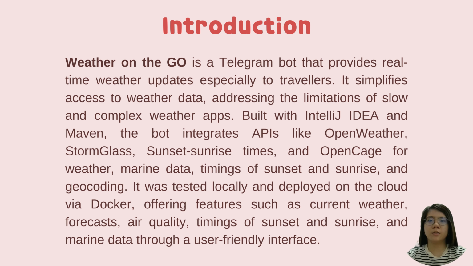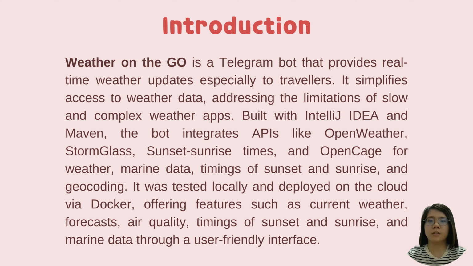Introduction. Weather on the Go is a Telegram bot that provides real-time weather updates, especially for travelers. It simplifies access to weather data, addressing the limitations of slow and complex weather apps. Built with IntelliJ IDEA and Maven, the bot integrates APIs like OpenWeather, StormGlass, Sunset Sunrise Times, and OpenCage for weather, marine data, timings of sunset and sunrise, and geocoding.